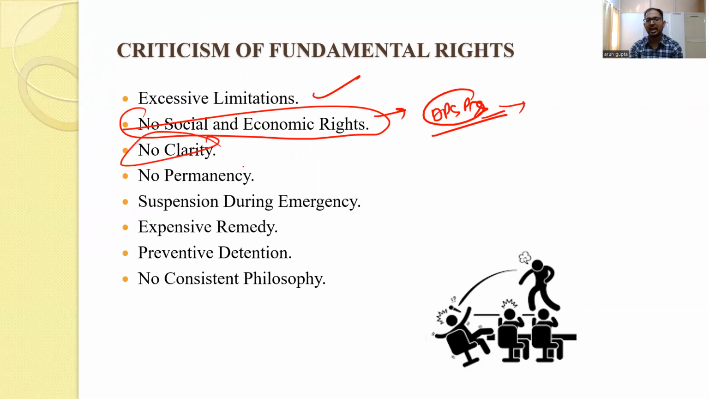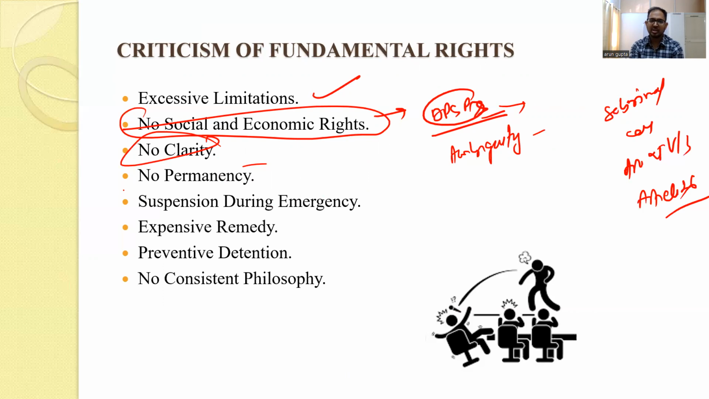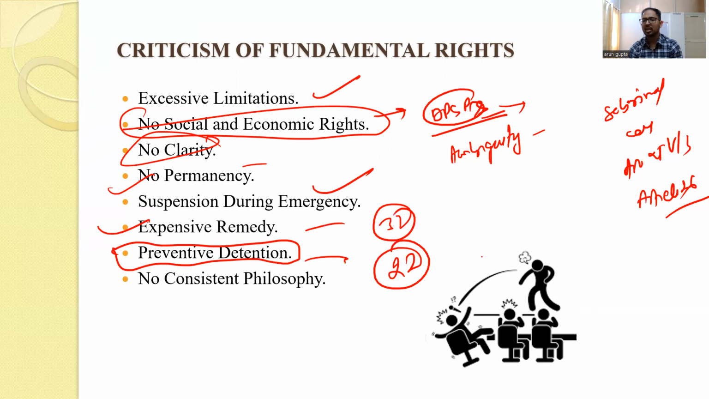Sometimes there is no clarity, there is a lot of ambiguity, and due to this ambiguity, a lot of cases are going on. For example, I just told you about the Sabarimala case, Article 25 versus Article 26. So sometimes there is ambiguity. They are not permanent, non-sacrosanct, as I have talked about. They can be suspended during emergency. And sometimes the remedy is very expensive. Seeking a remedy under Article 32 sometimes is delayed, and the provision of preventive detention under Article 22 is also being criticized a lot, because sometimes it is arbitrary.